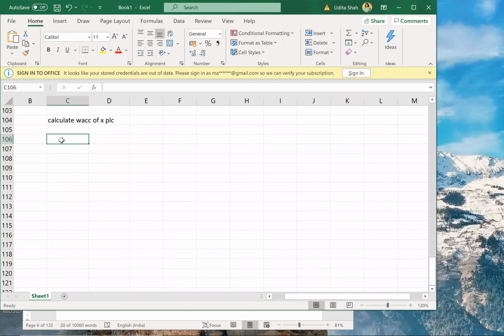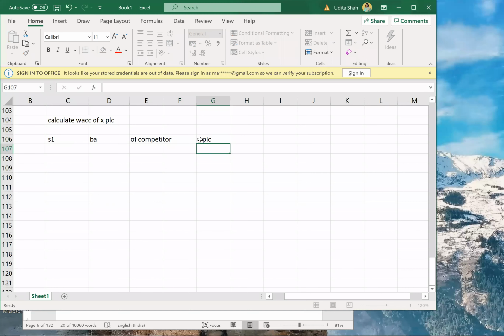So step one, what will you guys do? Step one, beta of asset of which company? Of the competitor, that is of YPLC. So beta of asset of YPLC.